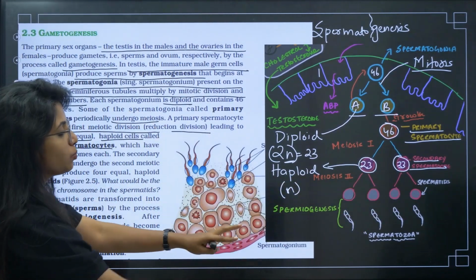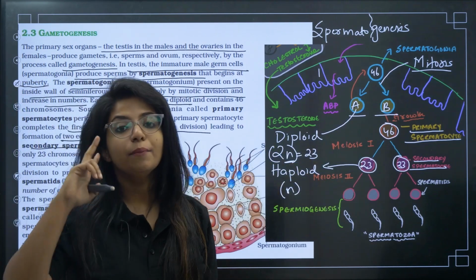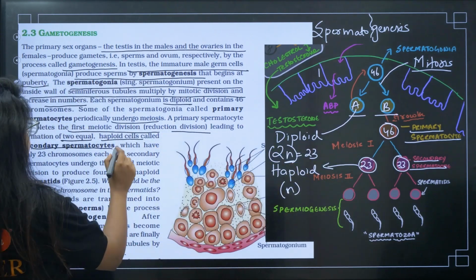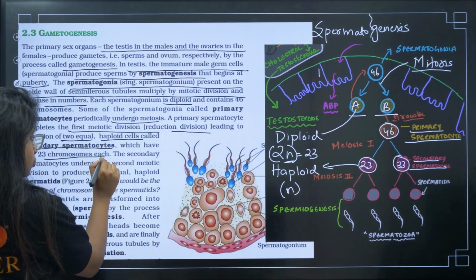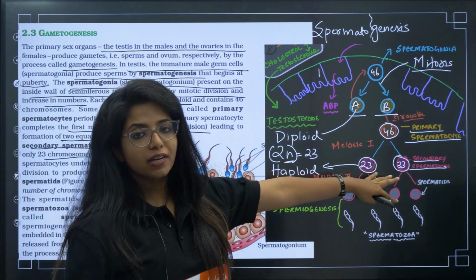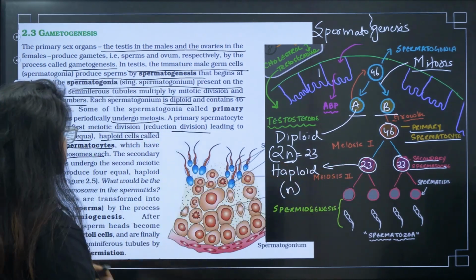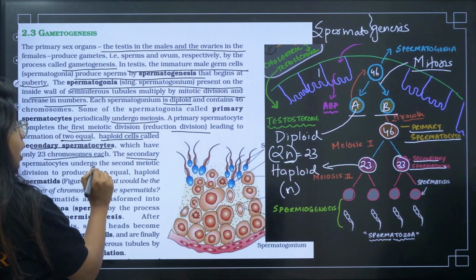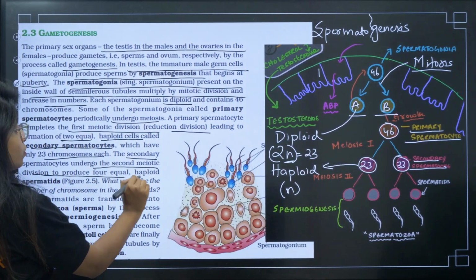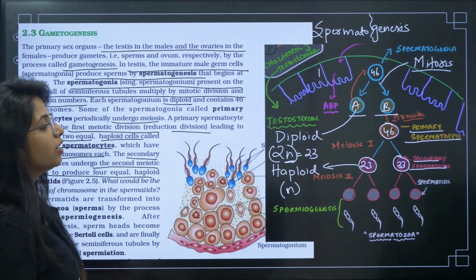What happens to the secondary spermatocyte? Still, it has to do meiosis 2. So, let's see it. Which have only 23 chromosomes each. So, obviously, the secondary spermatocyte, as I said, is haploid, it has 23 chromosomes each. The secondary spermatocytes undergo the second meiotic division to produce 4 equal haploid spermatids.